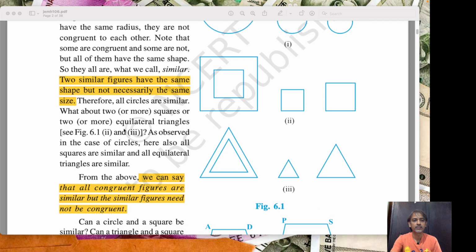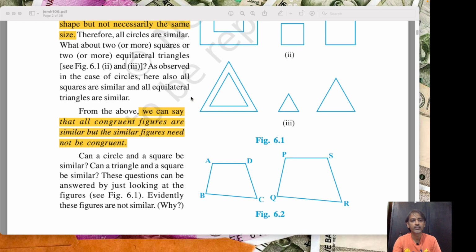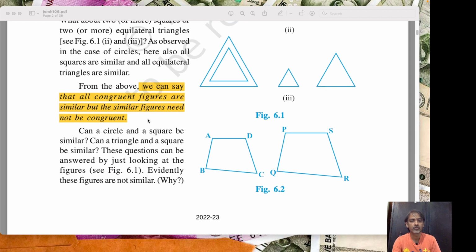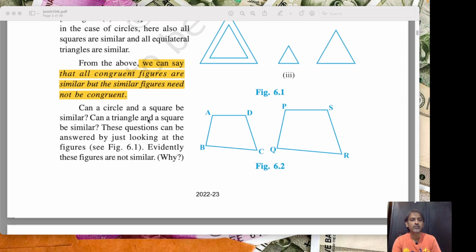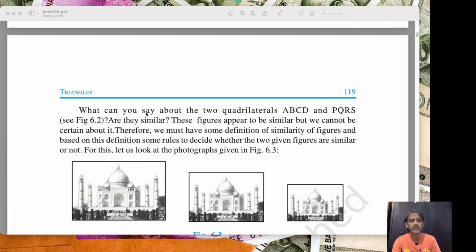Then there is something they are talking about, which is very obvious, that two congruent figures are similar, but similar figures need not be congruent. You can understand that congruent figures have the same shape and same size, but the necessary condition in similarity is that they just have the same shape, but the size need not be the same, right? So because of this, all similar figures need not be congruent, but all congruent figures will be similar.